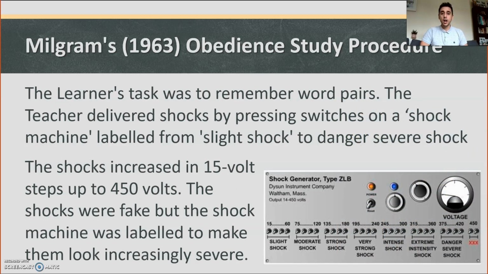The learner's task was to remember word pairs. The teacher delivered shocks by pressing switches on a shock machine, labelled from slight shock, 15 volts, to dangerous severe shock XXX, up to 450 volts. The shocks increased in 15 volt steps up to 450 volts. The shocks were fake, but the shock machine was labelled to make them look increasingly severe.